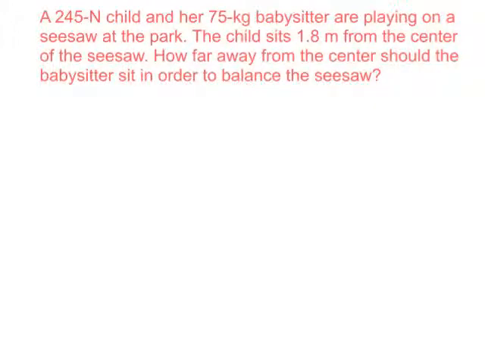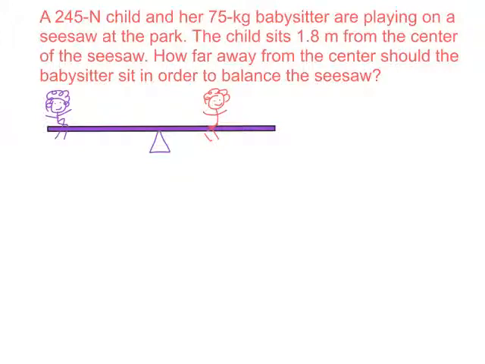So I've made up this problem for you. We have a 245 Newton child and her 75 kilogram babysitter playing on a seesaw at the park. The child is going to sit 1.8 meters from the center of the seesaw, and you're asked to find how far away from the center should the babysitter sit in order to balance the seesaw. I find it helpful to draw a picture to visualize the situation. So we know that the child is going to be sitting 1.8 meters out from the center, and we don't know how far the babysitter should sit, so that's what we're going to be looking for.